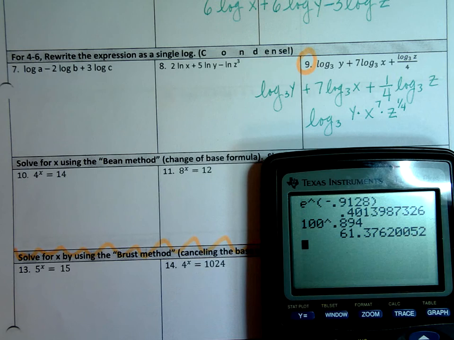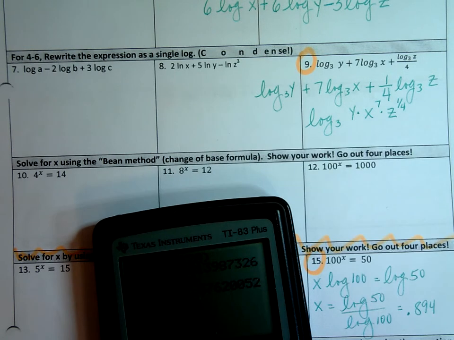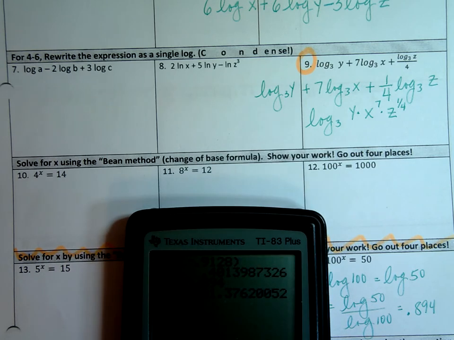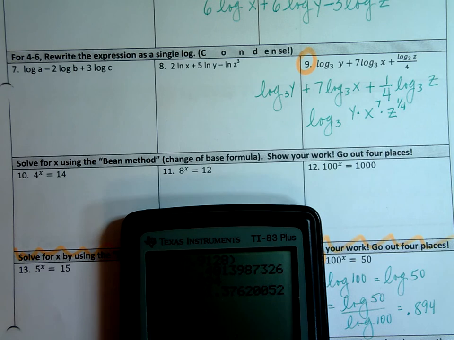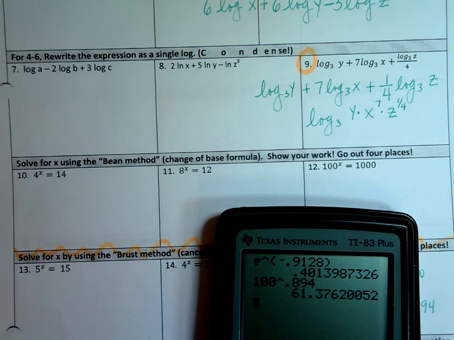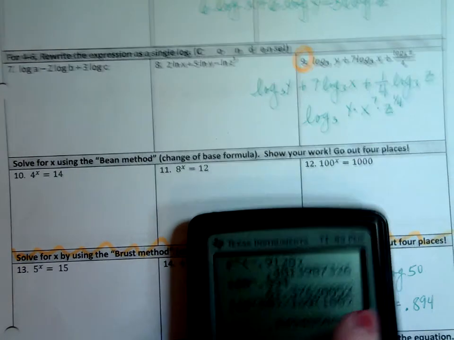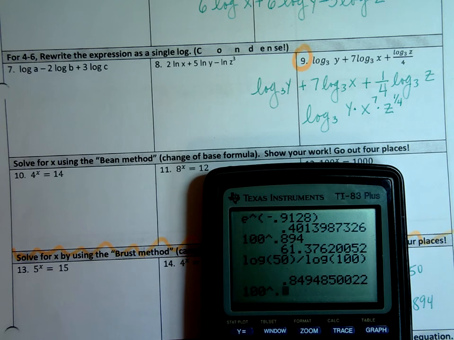Oh, there's an issue. Hold on. Interesting. Let me go back. Maybe I was wrong. Log of 50 divided by the log of 100. Ah, it's 0.849. My bad, a little dyslexia going on there. Let's try 0.849 and check our answer. 100 to the 0.849. There we go. Should be an answer close to 50.